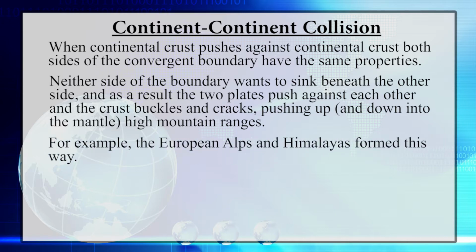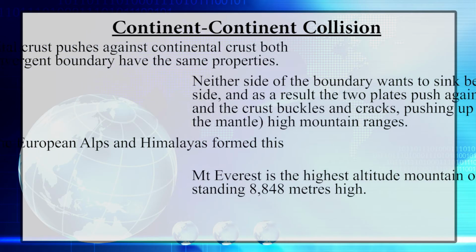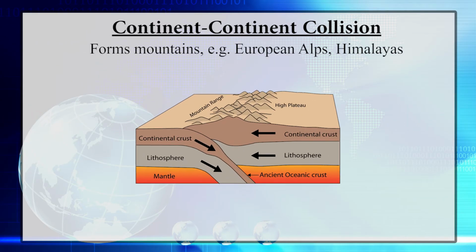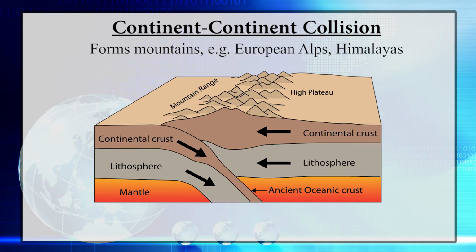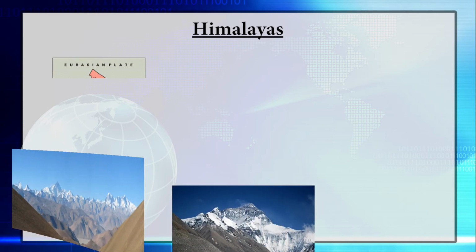For example, the European Alps and Himalayas formed in this way, and we all know that Mount Everest is the highest altitude mountain on our planet, standing 8,848 meters high. This is mainly formed due to the continent-continent collision. And this is the figure of that continent-continent collision. This is the case of Himalaya.